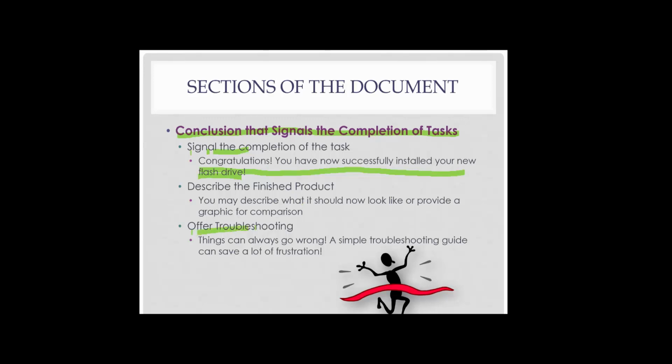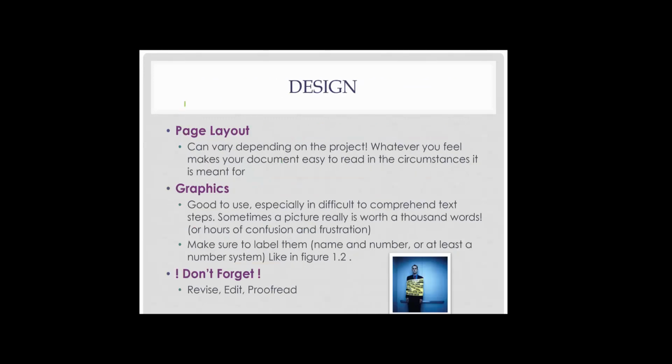And you should always offer some troubleshooting, even if it's just a few things. Things always go wrong. A simple troubleshooting guide can save a lot of frustration. And I'm going to require that you all have at least a small troubleshooting table with a few things in it. So I am going to show you, oh, I do have this, sorry. Okay, so I'll go for the rest of this.